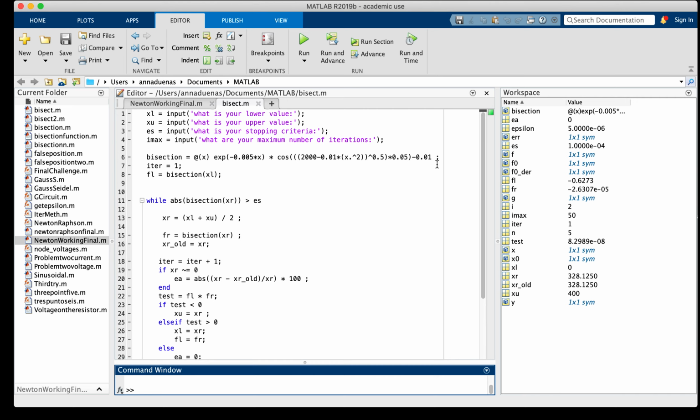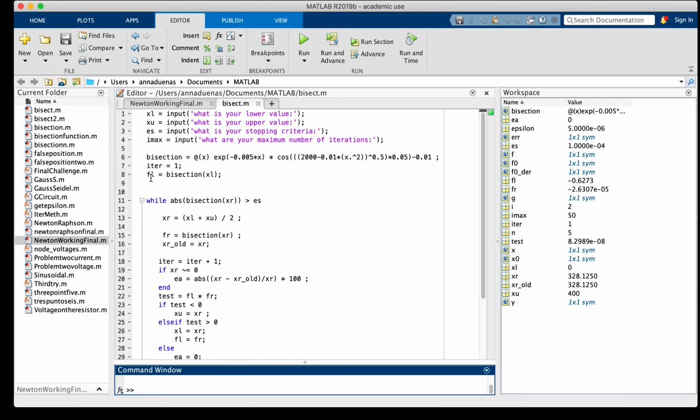Then this code changes the function that is used. In this case, I am using the function for problem 8.3, section 8.3 of our book that talks about an electric circuit with some constants such as the inductance and the capacitance, and it's basically looking for the resistor needed for that circuit to be solved.